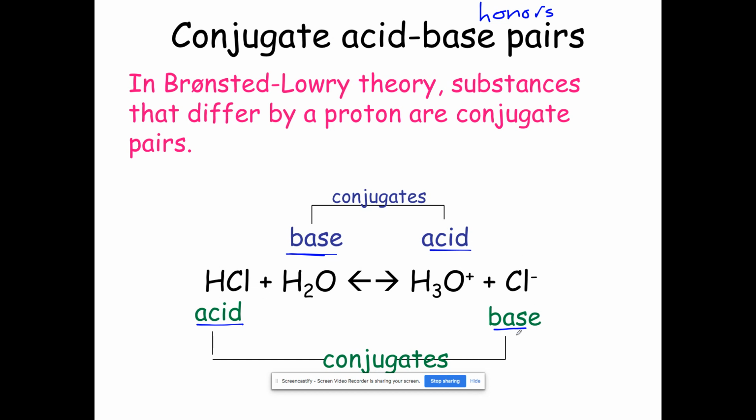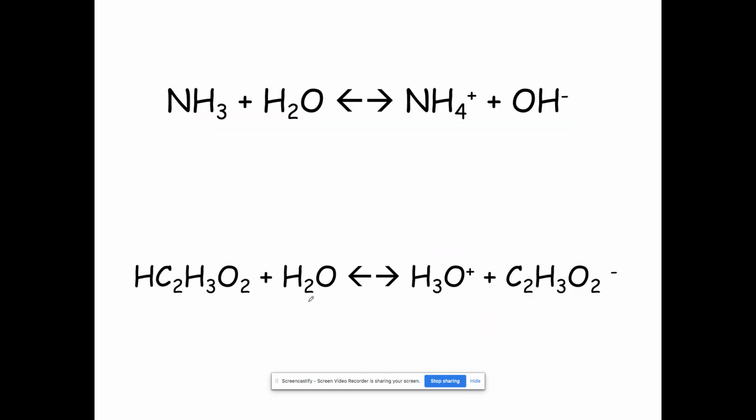So you just pair them up. HCl and the Cl minus, those are just about the same except for one proton. Pair these guys up. They're just about the same except for a proton. So we call those conjugate acid-base pairs. Let's just give those a try, and then we'll be done.